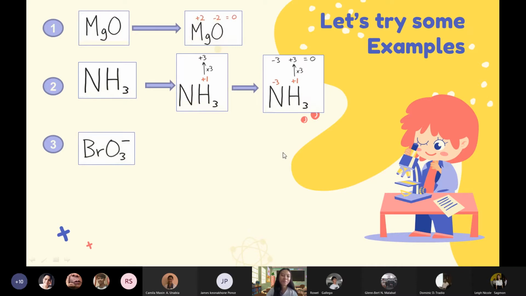Number 3, BrO3, bromine and oxygen with 3 atoms. Now take a look at this, guys. Check this out. Here's what I mean by a ionic polyatomic ion. It has a negative charge in it, and it is no longer a neutral compound.